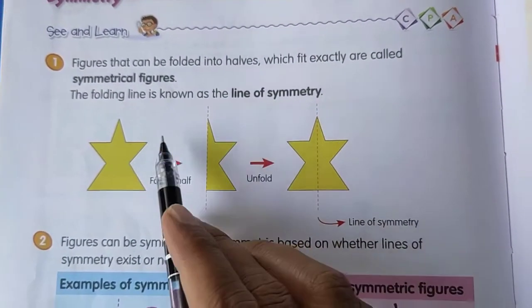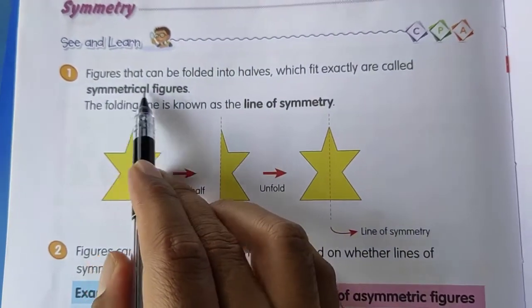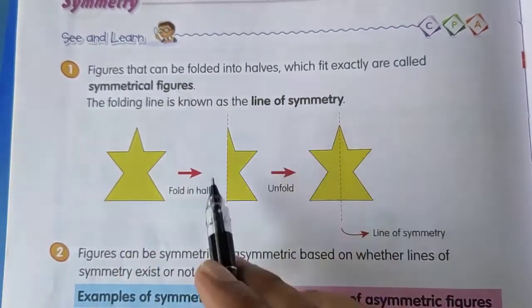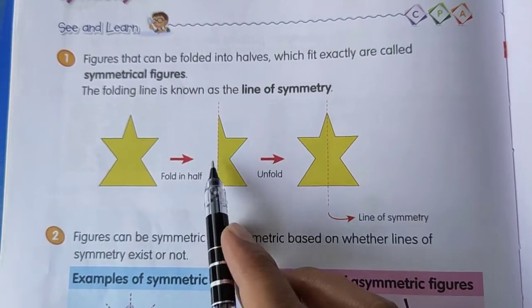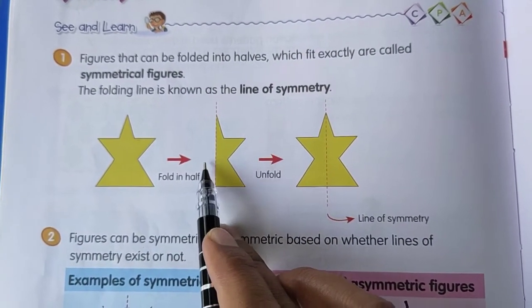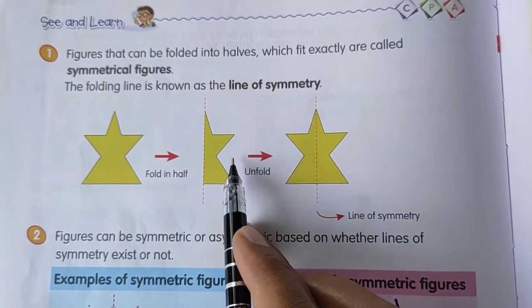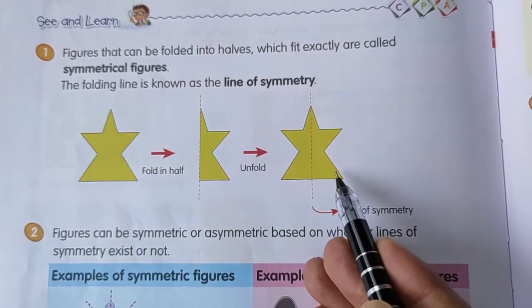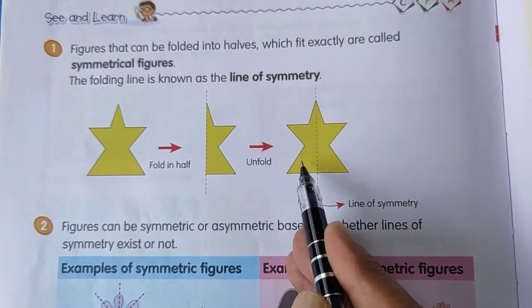For such figures, we say those figures are symmetrical figures when we can fold them and the left side part exactly matches with the right part, or you can fold this right hand side part on the left also.